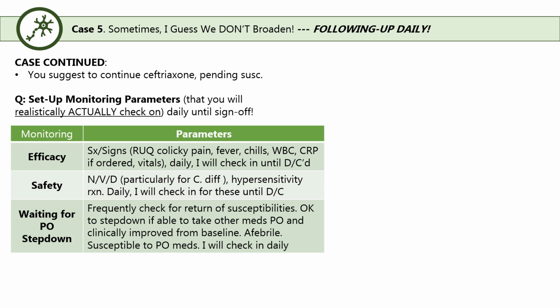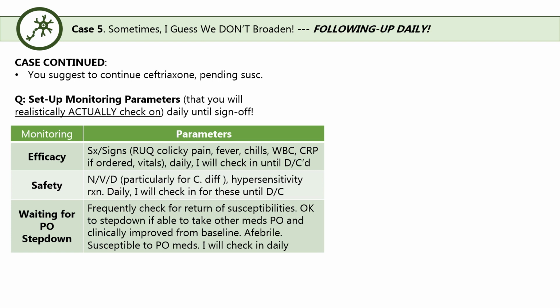In our case, for efficacy, I check for the signs and symptoms that brought the patient to our attention in the first place. So in this case, right upper quadrant pain, fevers, chills, and making sure those have improved. I can also check vitals as well as blood work like a white count. For safety, I know that ceftriaxone is very well tolerated, but I might just monitor for GI symptoms or diarrhea to make sure the patient is not having C. diff. I would personally check on that daily.